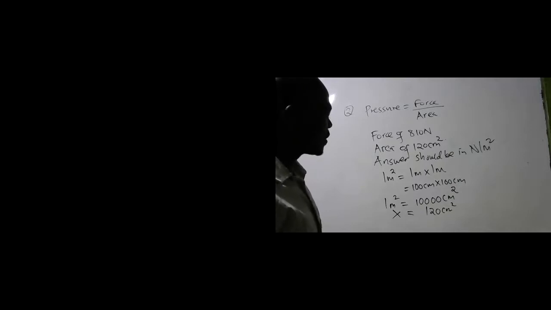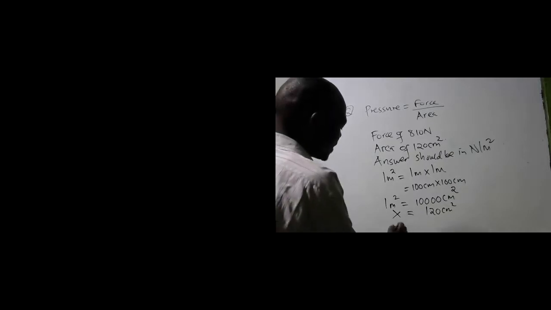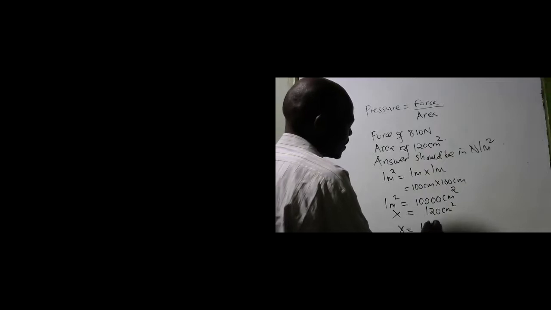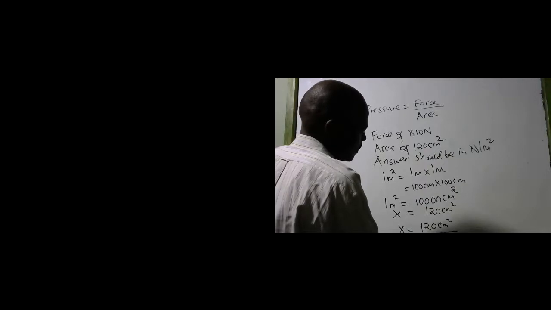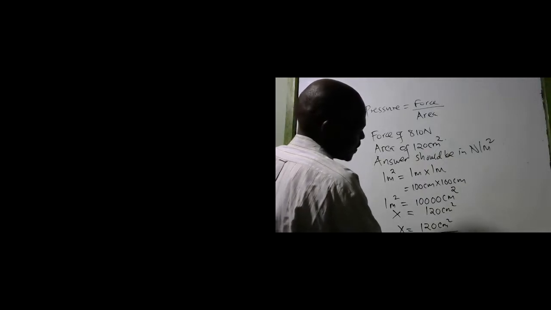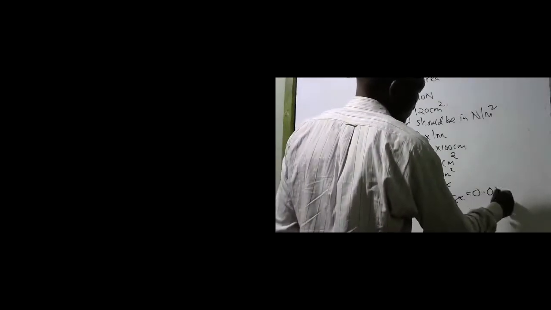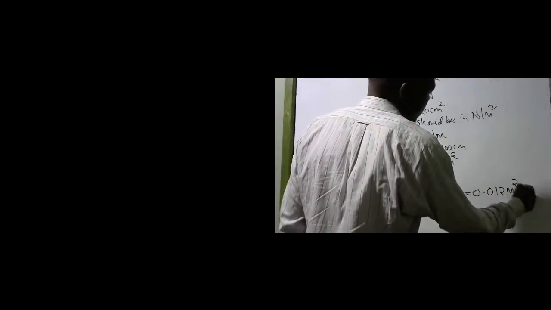Now when you compare this one here, that is 120 centimeter squared is how many meters squared? We need to cross multiply. So our answer will be 120 centimeters squared divided by 10,000 centimeters squared. We have to cancel this one. And you get 0.012 meter squared, like that.